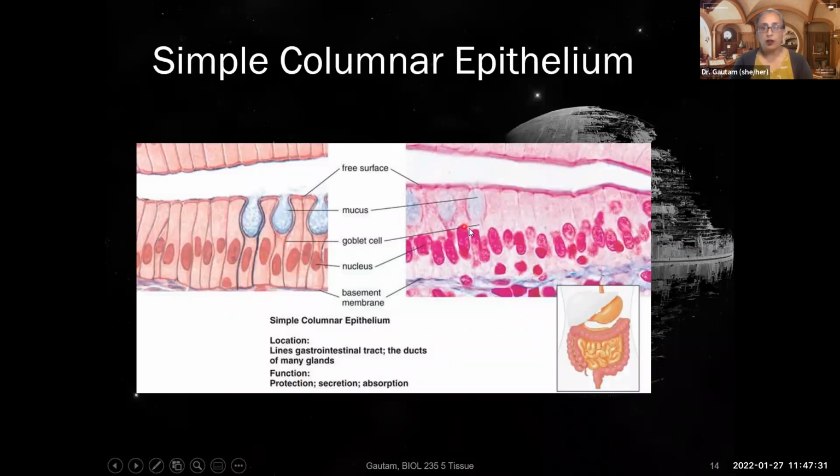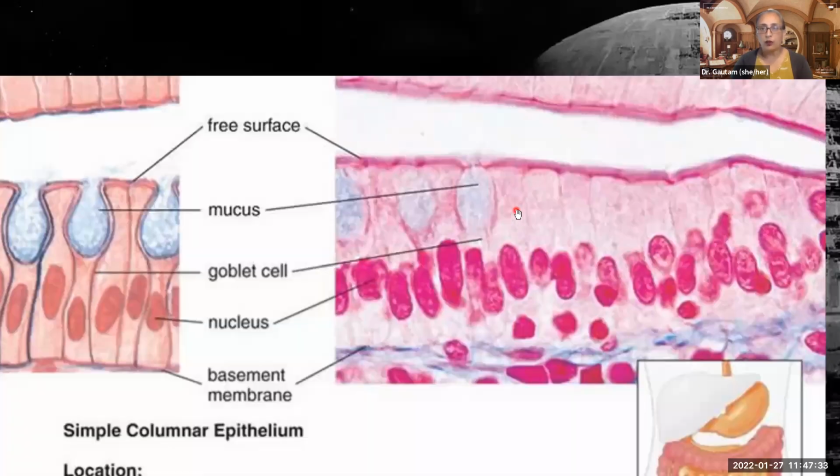Now we look at columnar. So if you take a look, let me see if I can go closer and get some annotation out. So here is a nucleus, and if you follow the membrane, you could see here's another one. So you can see they're column shaped. And at the very top here, what you're seeing are microvilli. And we'll see more about microvilli when we learn about the digestive system.